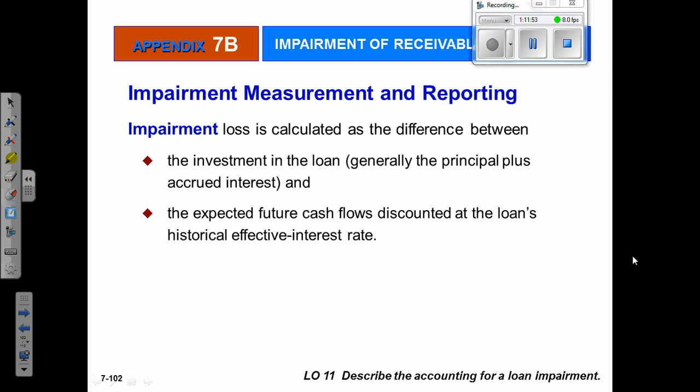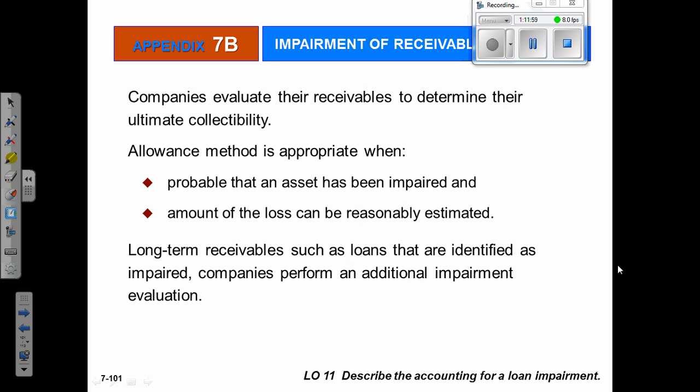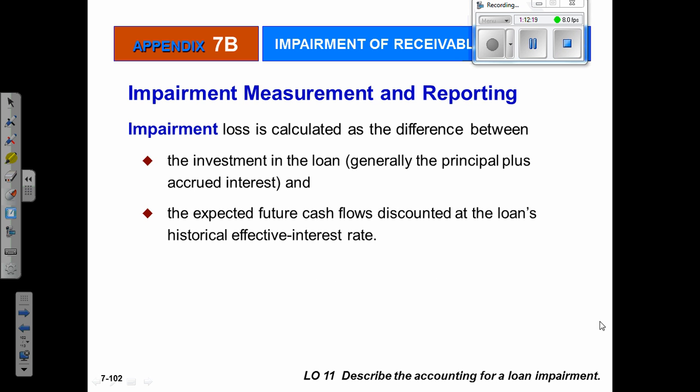Oh, impairment of receivables. Okay. You need to evaluate receivables to determine ultimate collectability. Use an allowance method, of course, on the accounts receivable and the notes receivable. But also, when a receivable has been impaired, the loss can be reasonably estimated. Long-term receivables such as loans are identified as impaired. Companies perform additional impairment evaluation. So take a look at this stuff.